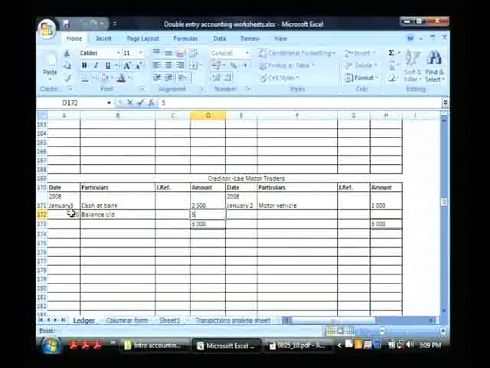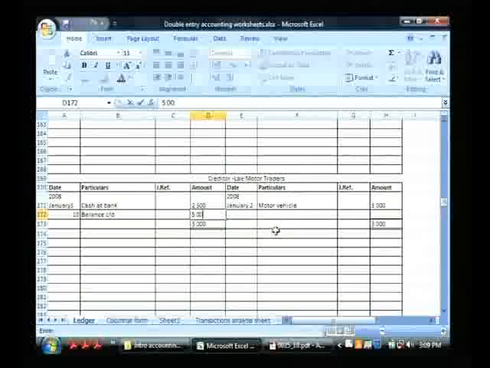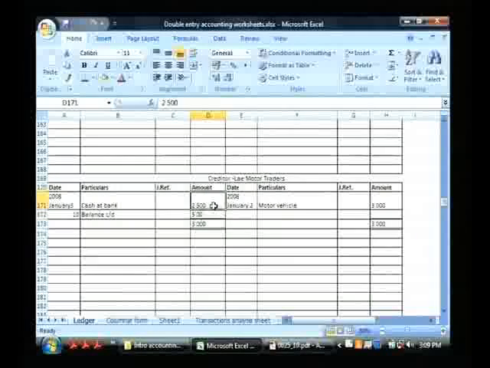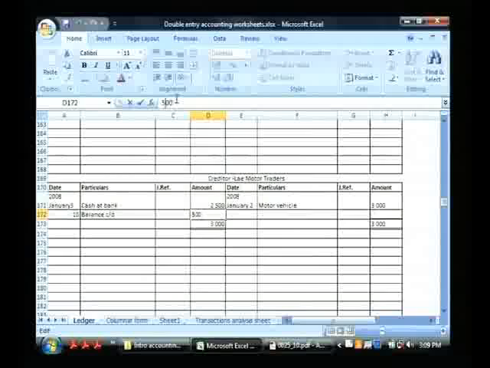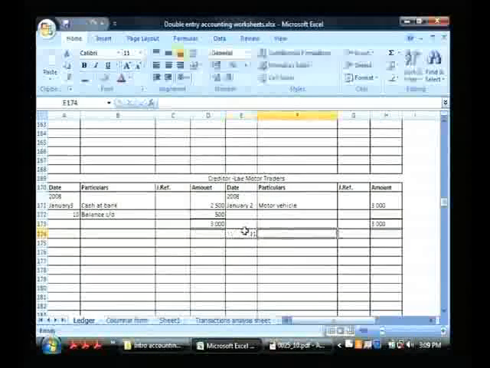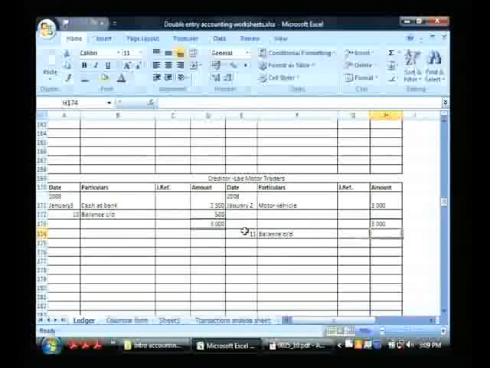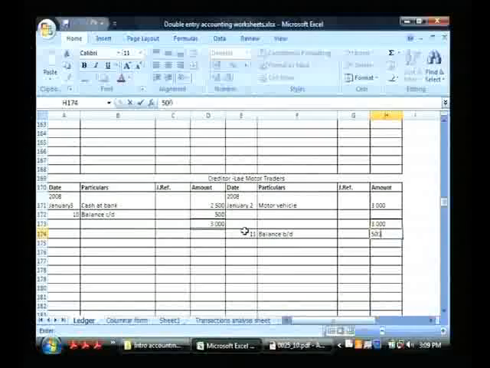carried down is 500. This means we bought a motor vehicle for 3,000 on credit, and later on we paid only 2,500. Still 500 payable, 500 outstanding. So on the 11th, balance brought down is 500.